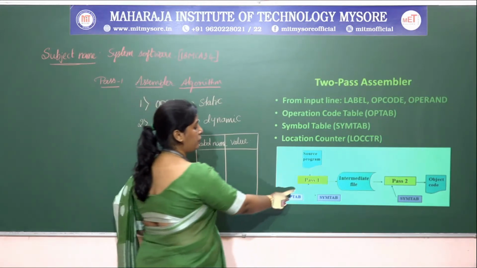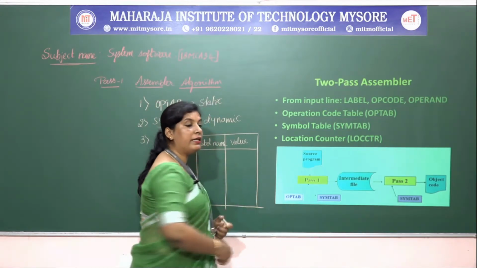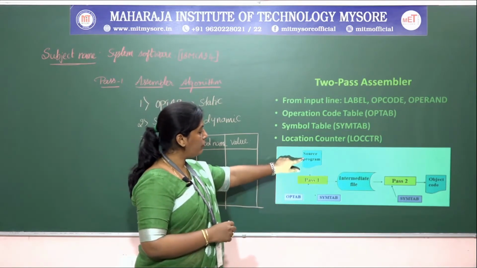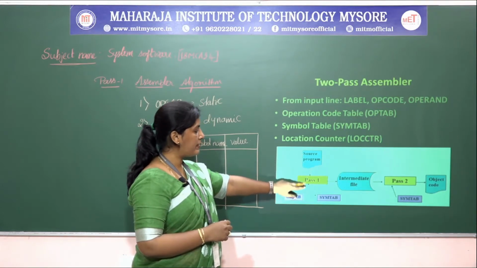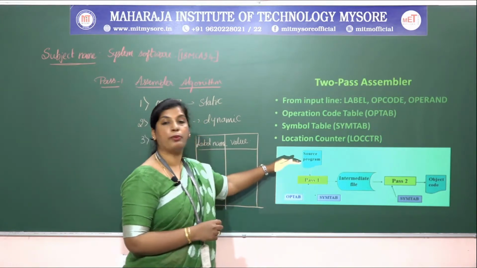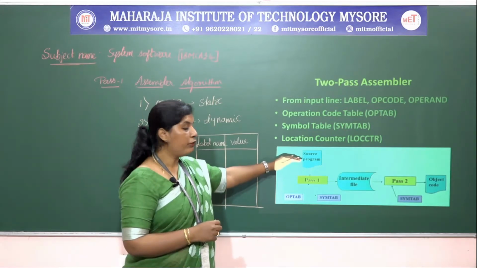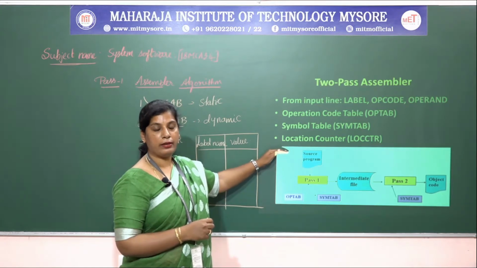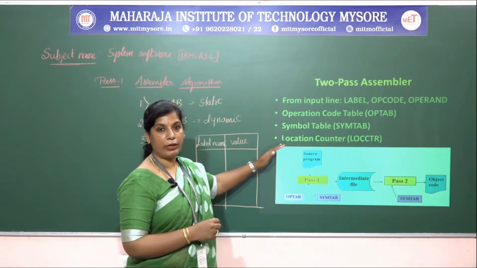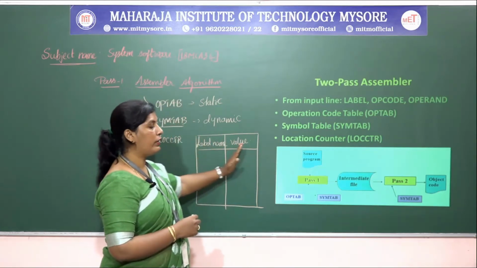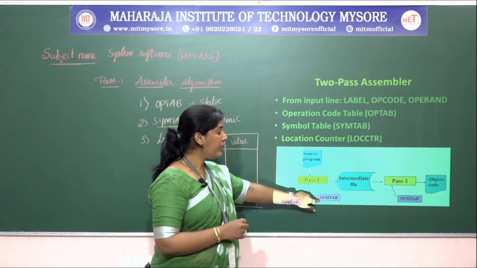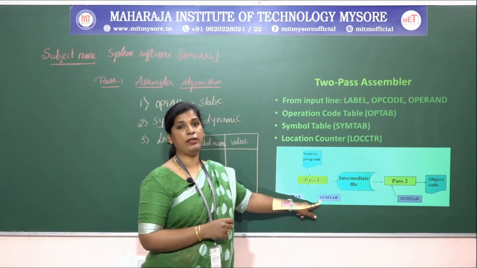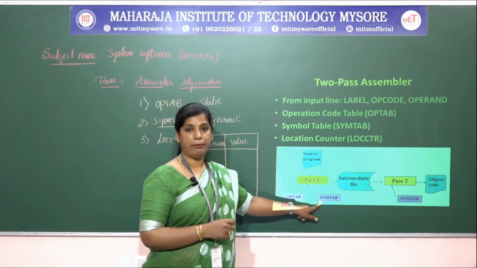During pass 1, it uses the opcode table to verify whether the instruction is right or not. We give the source program as input, and it processes the source program line by line in sequential manner. If any symbols are there in the label field, it enters all the labels into the symbol table along with their values. Then it generates the symbol table, which has all the entries of the symbols used in that particular program.